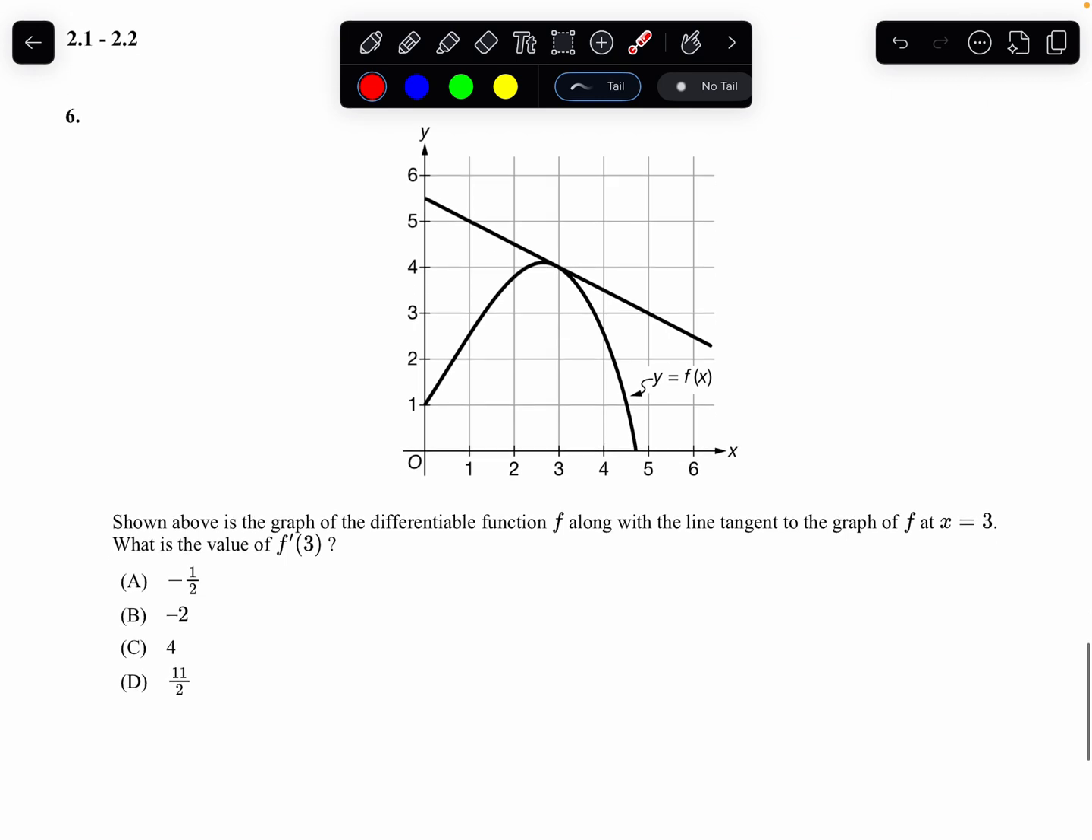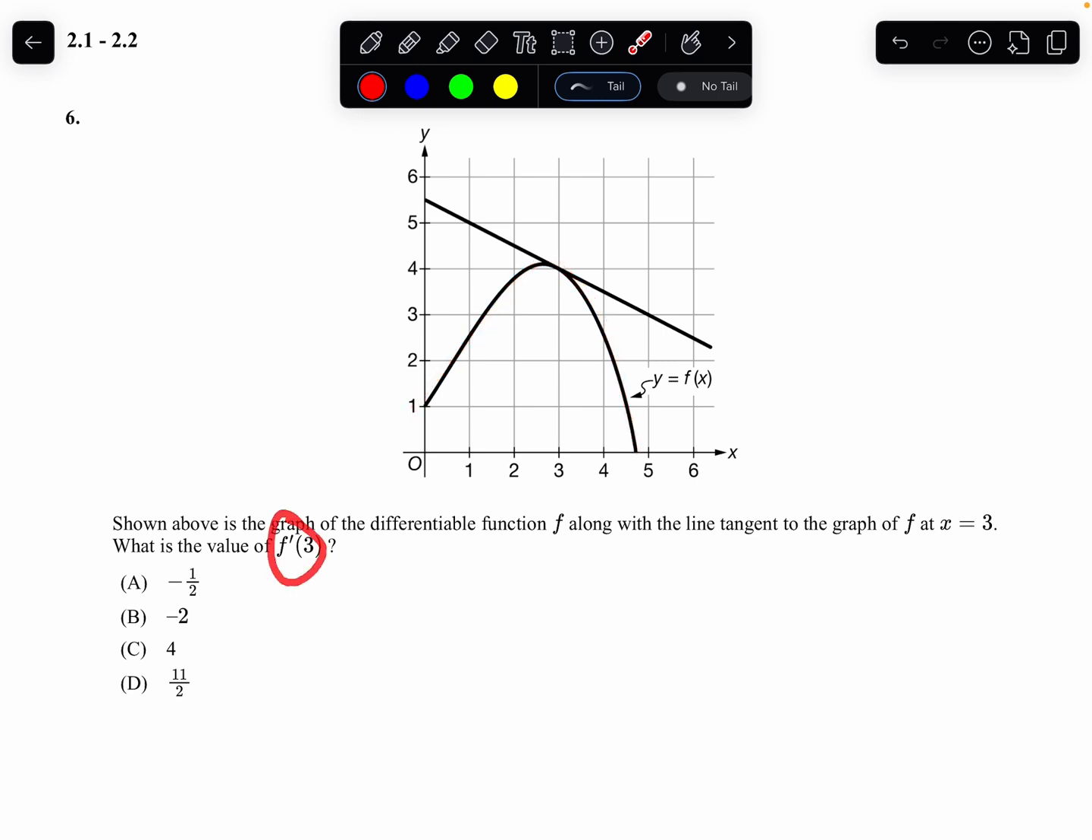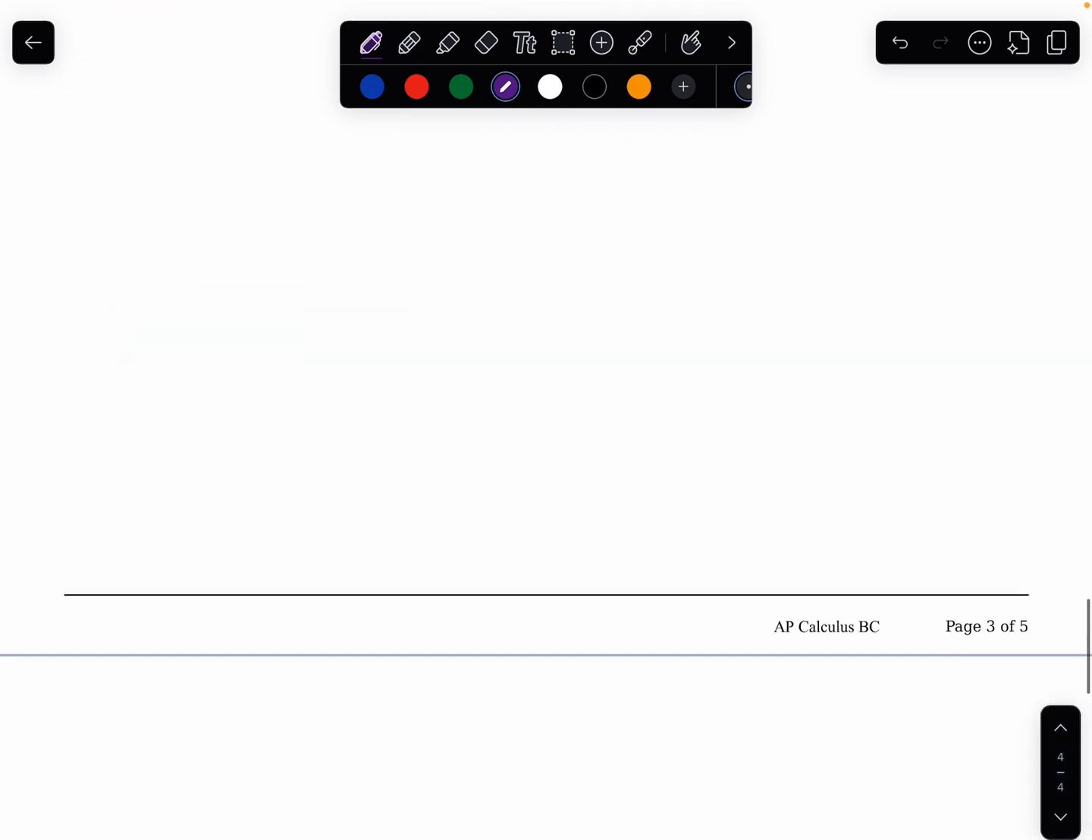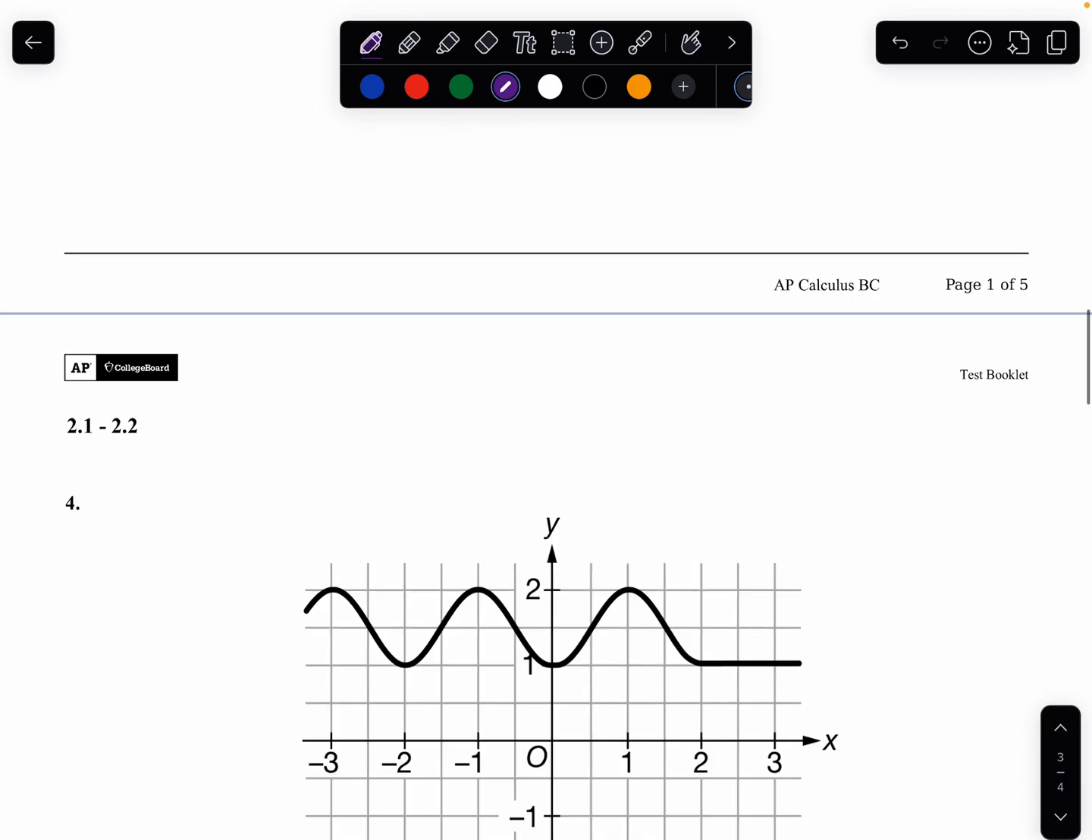So what is the value of f prime of 3? Here is the graph of f. f prime of 3 means the slope at this point, at 3. Well, since we're tangent at this point, I can just take the slope of the tangent line, and that will tell me the slope at that point right there. The slope of this tangent line is, first of all, decreasing, so it has to be negative, so it can't be C or D. And then it's 1/2, so negative 1/2. Okay, and there you go. That's everything for this homework.